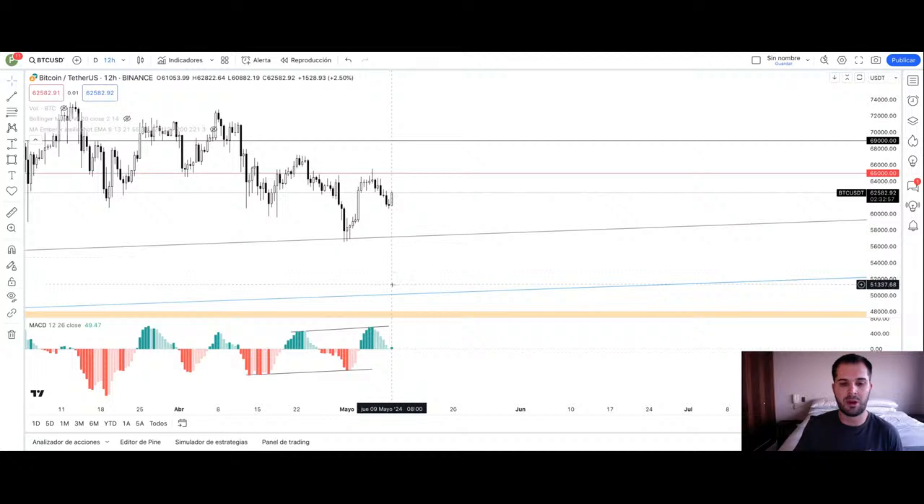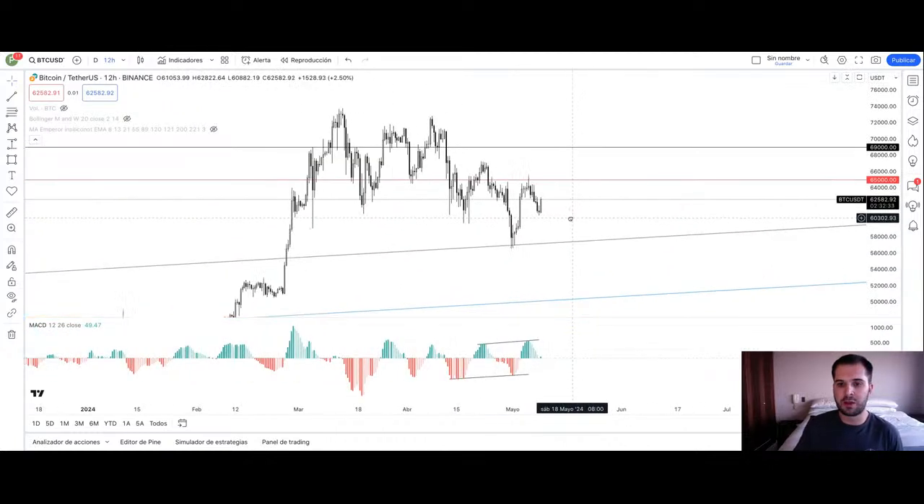and it's starting to print green momentum bars again on the MACD histogram, confirming that this bullish divergence is real and it still has a lot of time and room to play out, and at the same time not giving any relevance or significance to this hidden bearish divergence on the MACD. So that's really good.